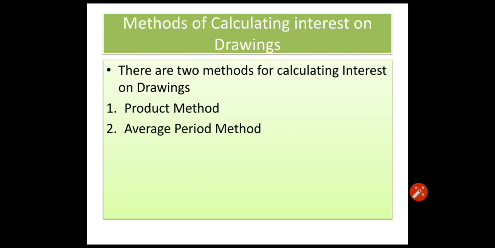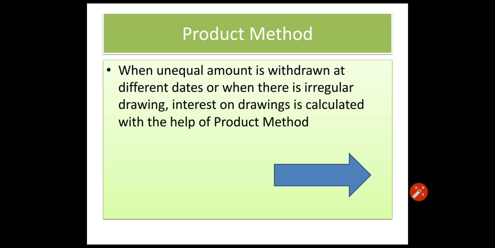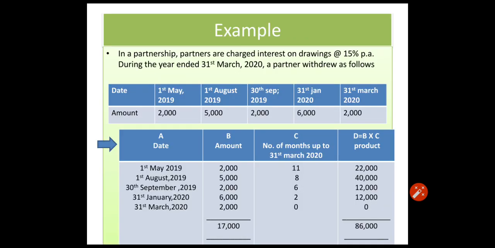To calculate interest on regular and irregular drawings, we have two methods. First, the product method, and second, the average period method. First, let us see what the product method is. Whenever there are irregular drawings, that is unequal amounts withdrawn at different dates, then we use the product method to calculate interest on drawings. Let us understand the product method with the help of an example.